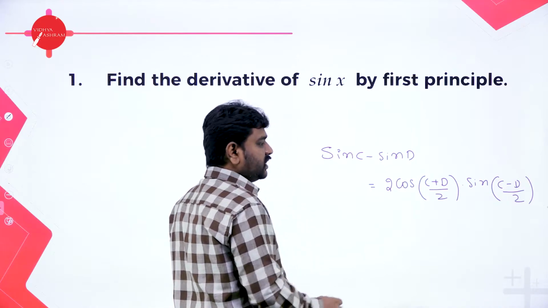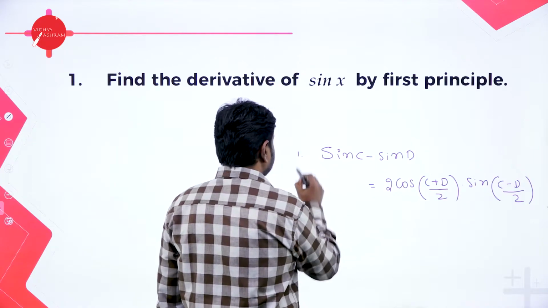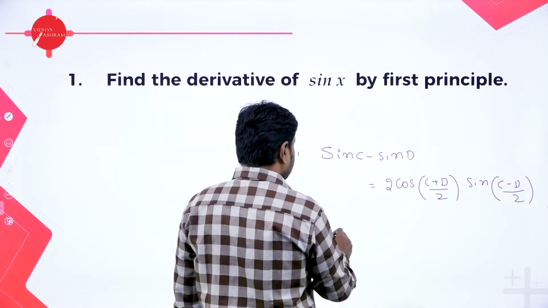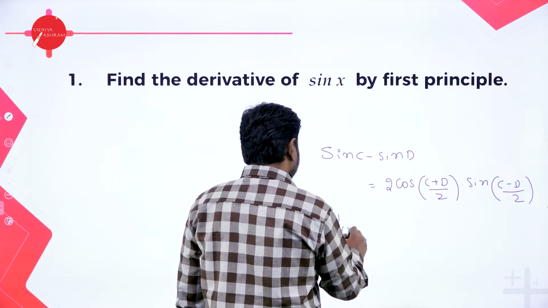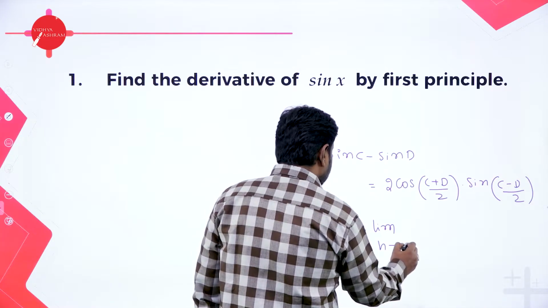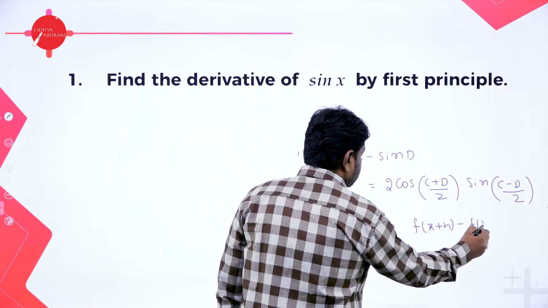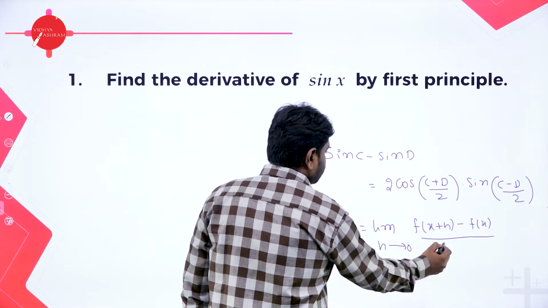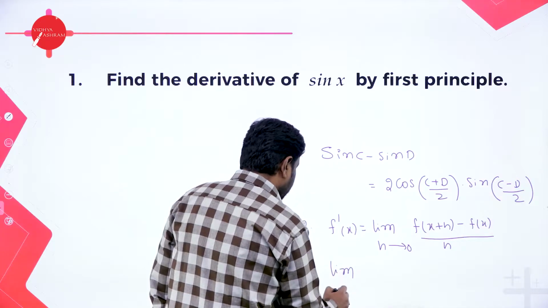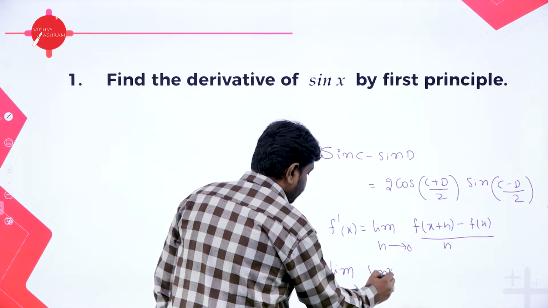What is sin c minus sin d? 2 times cos c plus d by 2 into sin c minus d by 2. First one. Second one, you should know method of first principles. f dash x is equal to limit h tends to 0 f of x plus h minus f of x divided by h. Third one, you should know sandwich theorem. What is sandwich theorem? Limit x tends to 0 sin x by x is 1.